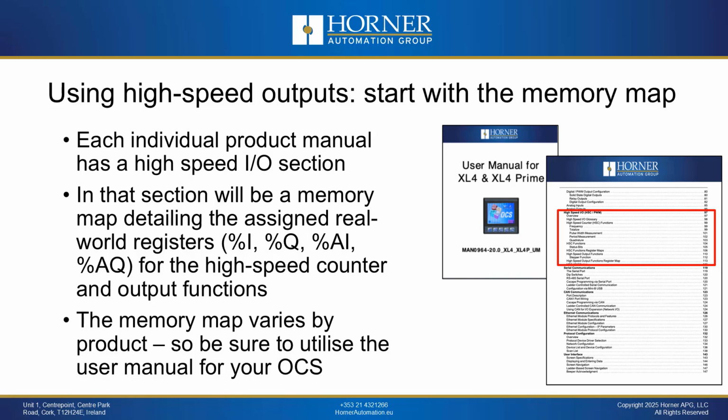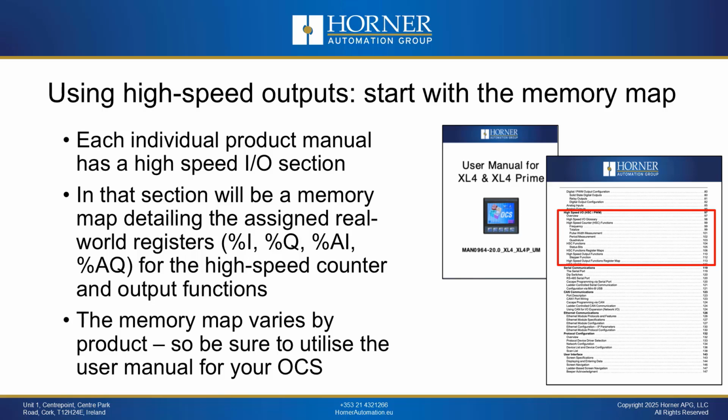Well, the key is you start with the user's manual. So you need the user's manual for the particular OCS controller that you are using. And if you look at the table of contents, you will find a section that details the high-speed I/O, both inputs and outputs. So that is the section of the user's manual that you are interested in. And within that section, you will find a series of tables that describe the memory map that maps the real I/O registers to the specific functions that are the key to control your high-speed outputs.